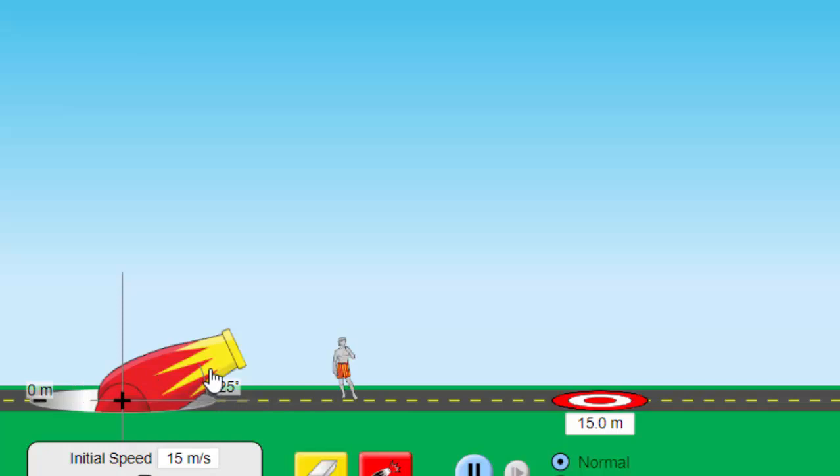And then you can adjust the angle to 60 degrees by rotating the cannon counterclockwise, and you can see here the angle indicator is visible, so that's 60 degrees.